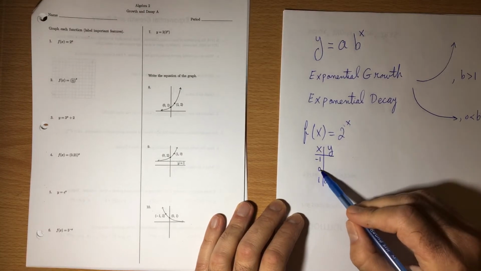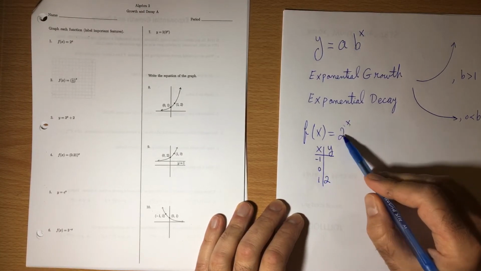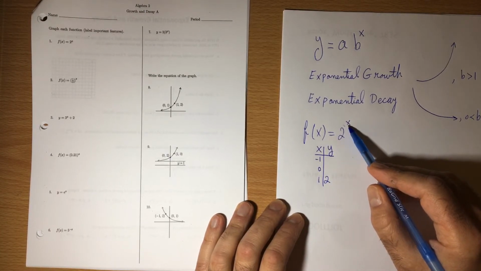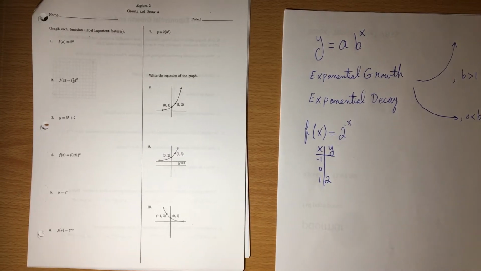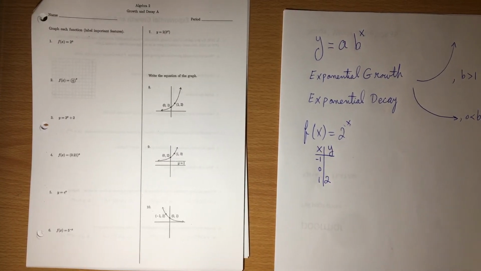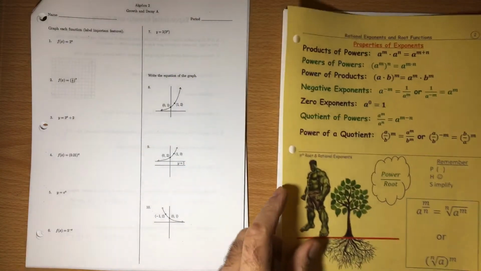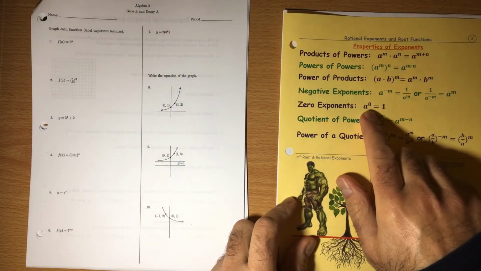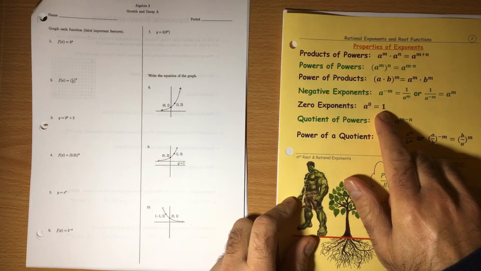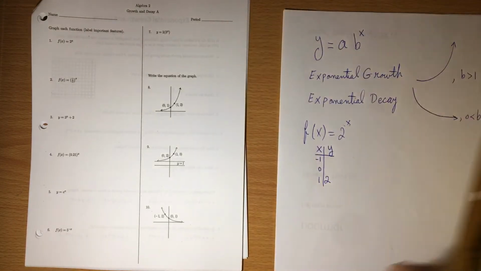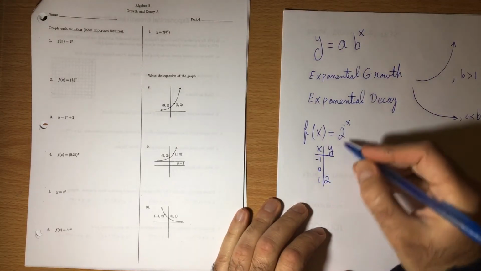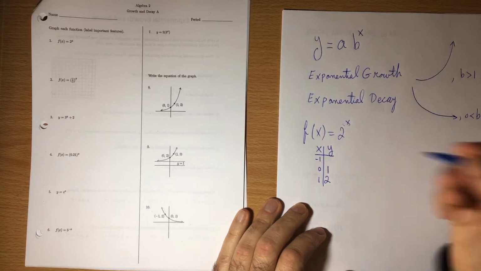If I put a 0 here in place of x, what's 2 to the power of 0? If you guys remember from your last unit, which we just finished, and let me show you this one. I think everybody has this. Do you guys remember? Anything to the power of 0 is 1. So 2 to the power of 0 is 1.